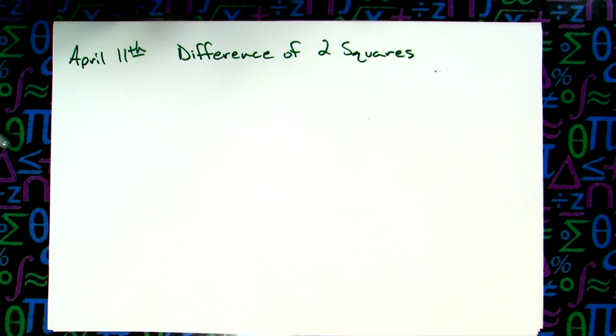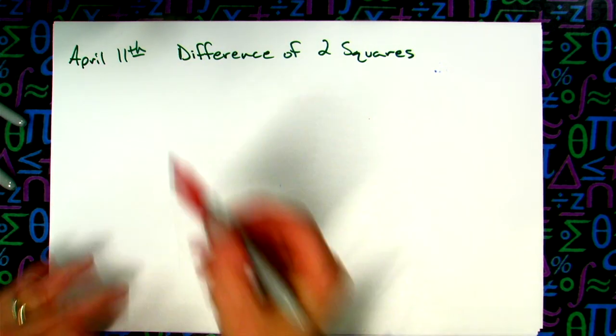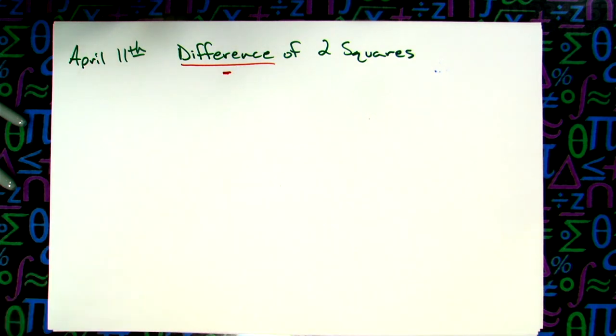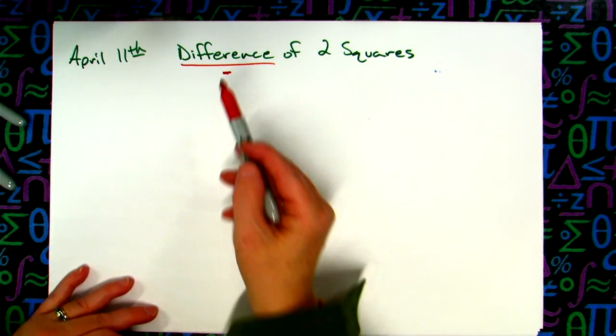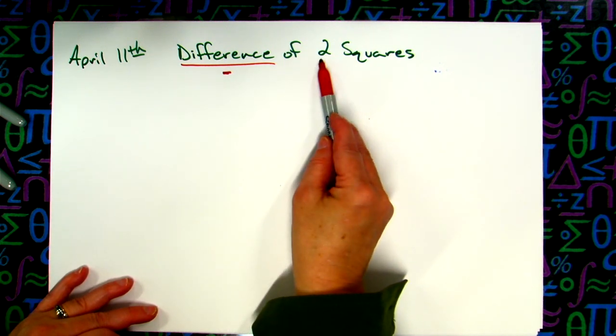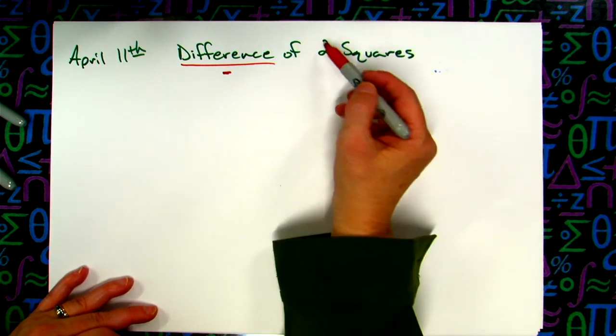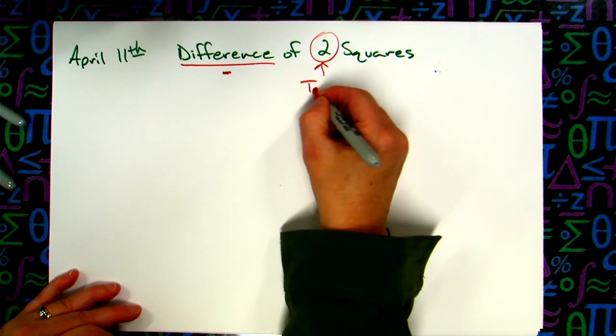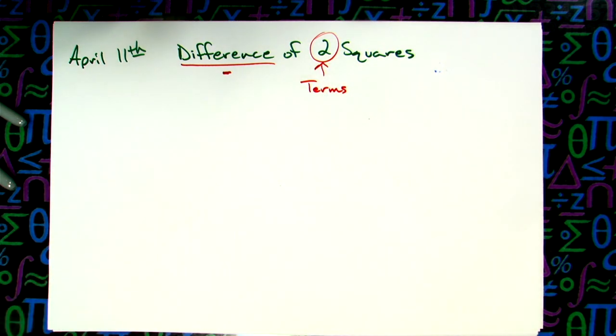Right, it's called the difference of two squares. Now, difference means subtract, right? The difference of two numbers. So this right here indicates that I better have a minus sign in my problem. It also says it's the difference of two squares, so that means I'm only going to have two terms.